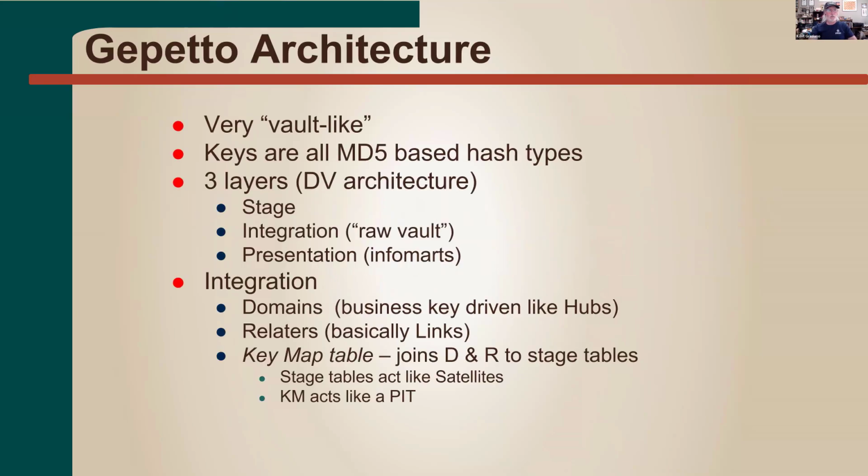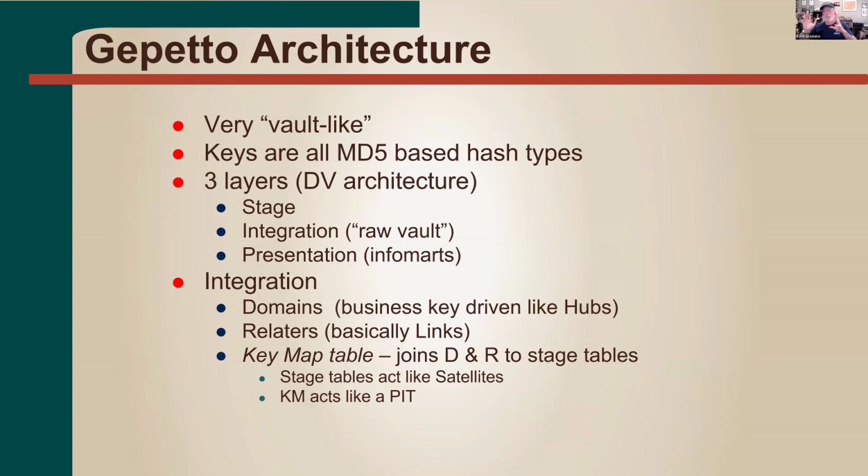So we came up with this architecture. All the keys were MD5 based. We did the 3 layers, the data vault architecture with stage, which you've already seen, the persistent integration layer, raw vault, and a presentation layer. But to build it, what we said is, we were going to build these tables called domains. And domains are business keys, and that's it. They were hubs.